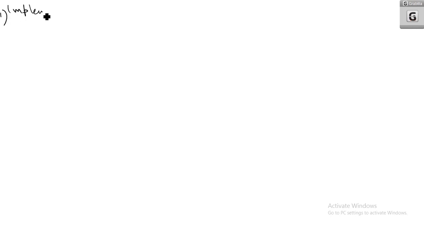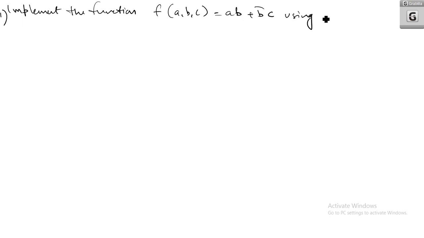implement the function f of a, b, c is equal to a b or b bar c using 4 by 1.